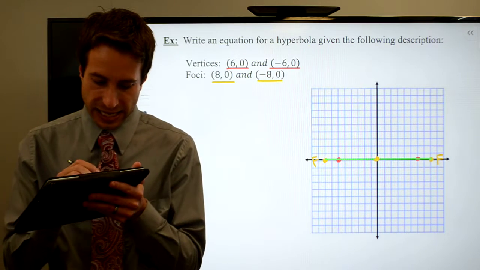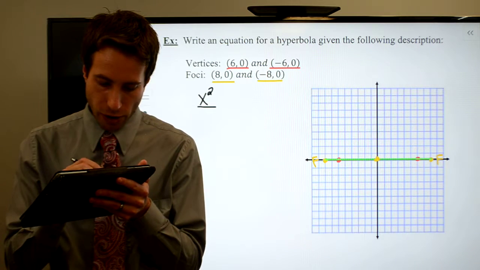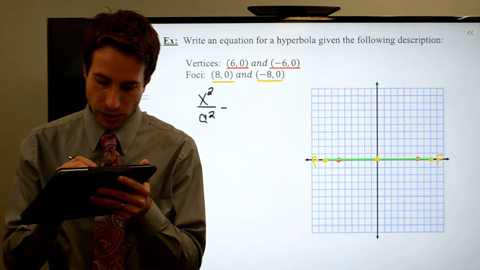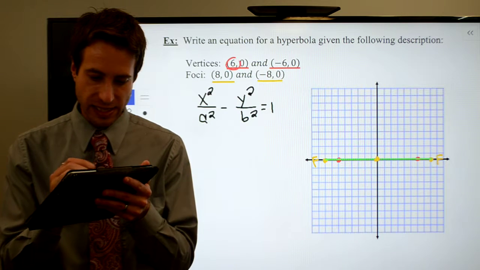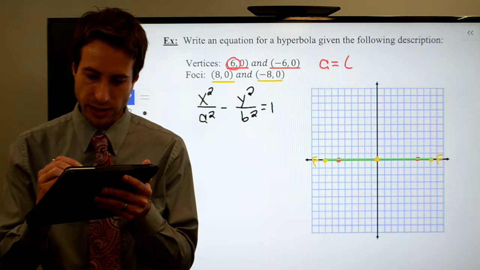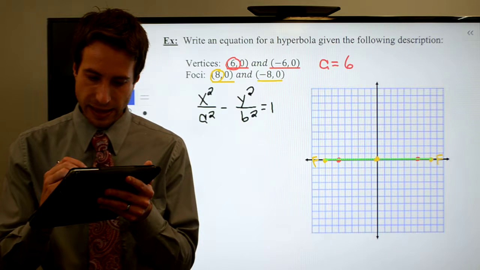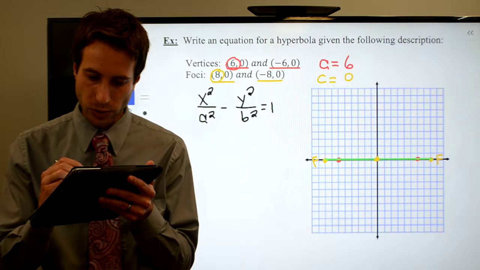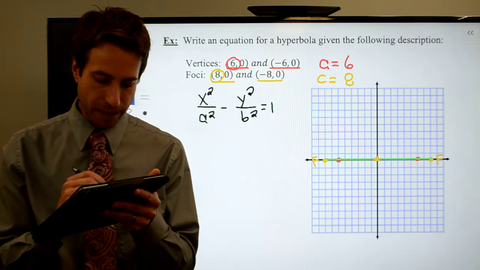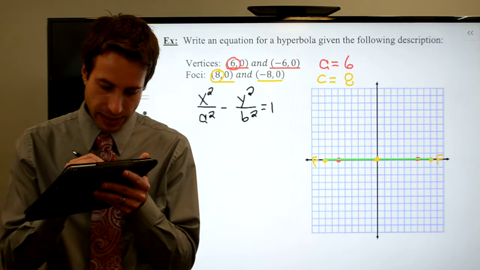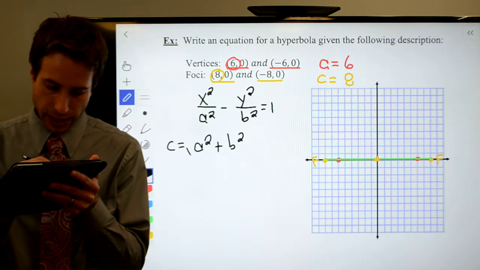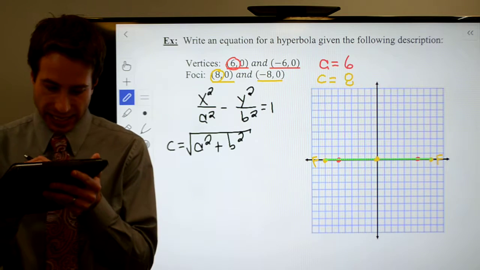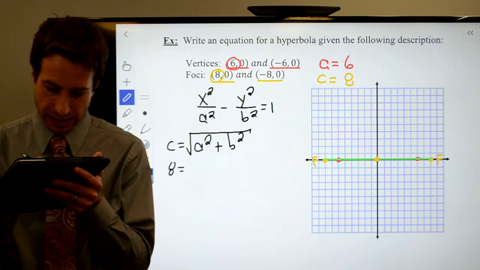So I am going to need the x squared over a squared minus y squared over b squared is equal to 1. I know, thanks to this guy, that a is equal to 6, and this guy that c is equal to 8. So how do I find b? Well, I know that c is equal to the square root of a squared plus b squared. C is 8, a is 6.